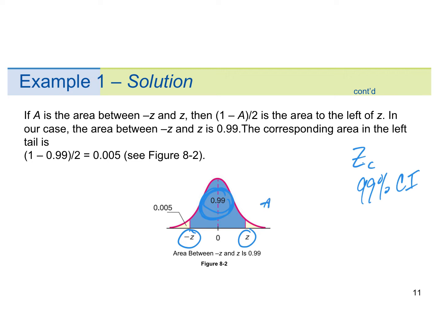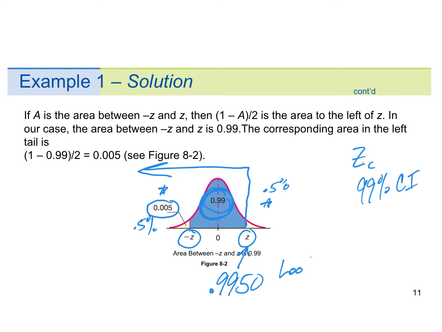That 1% has to be evenly divided amongst the two sides. So we're dealing with 0.5% here and 0.5% over here. As you can see, we change it to a decimal. When you look up this positive Z-score, you have to take what's to the left of it. So when you add 0.99 and 0.005, you get 0.9950.